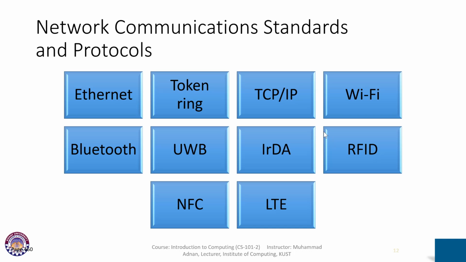There are various types of network communication standards and protocols. The common ones are the Ethernet standard, token ring, TCP/IP, Wi-Fi, Bluetooth, UWB, IrDA, RFID, NFC, and LTE. We are going to discuss each of these communication standards and protocols step by step, but we will not be going into so much detail because these topics are studied in detail in computer networks or routing and switching courses. So we are going to study them at an abstract level, and then if you are interested, you can further study them.